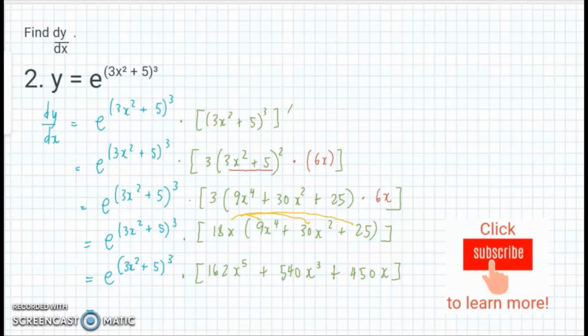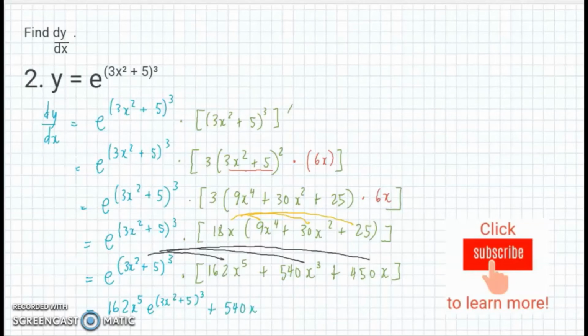Let me use a different color, the black one. Distribute this e term to every term inside the bracket. So our final answer would be 162x raised to 5 e raised to (3x squared plus 5) cubed, then plus 540x cubed e raised to (3x squared plus 5) cubed plus 450x e raised to (3x squared plus 5) cubed.